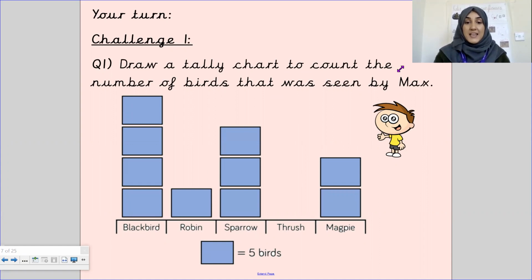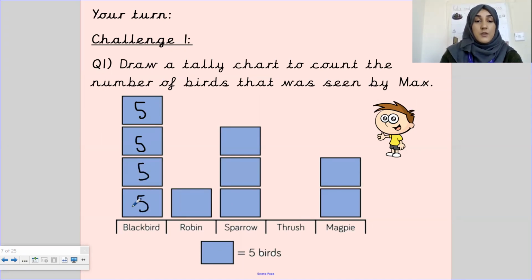Now, you are counting in your 5s, okay? And we know that because underneath it says 1 square, or this is more of a rectangle, equals 5 birds. So, for example, for blackbird, that would be 5. That would be another 5, that would be another 5, and that would be another 5. So we've got 5, 10, 15, 20.